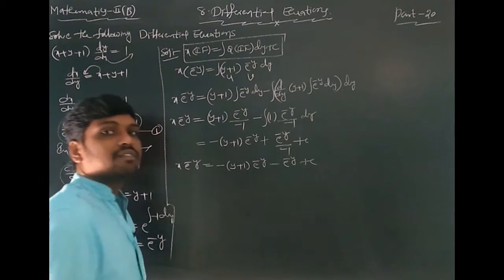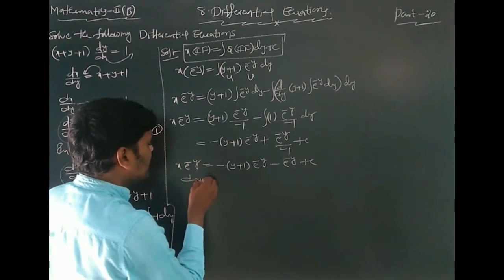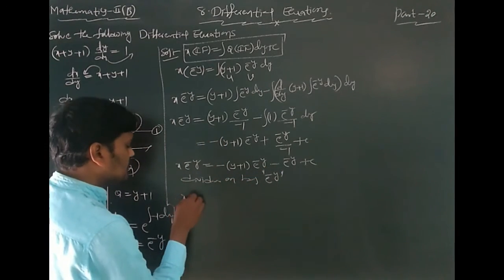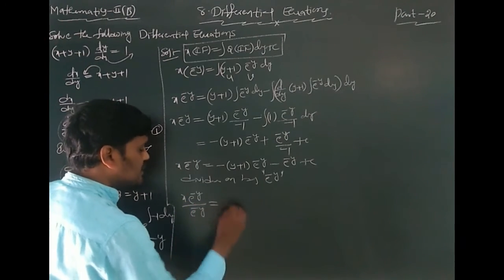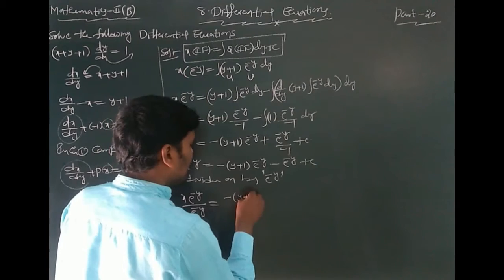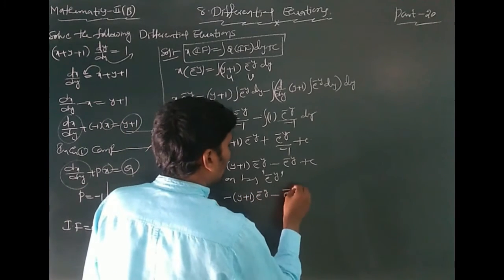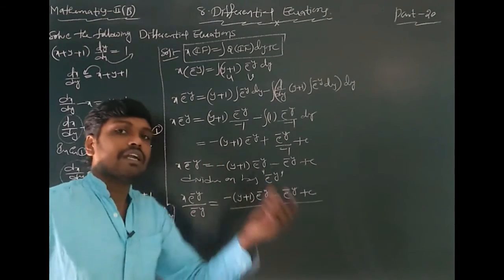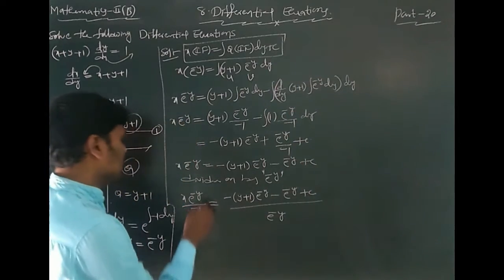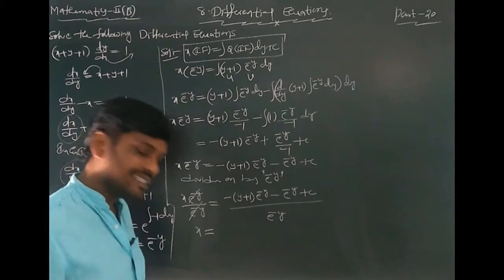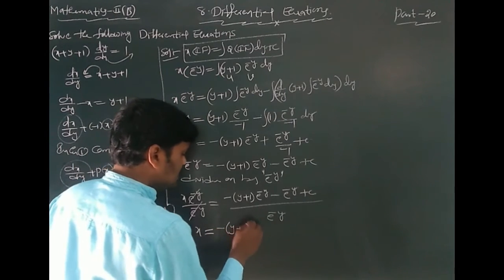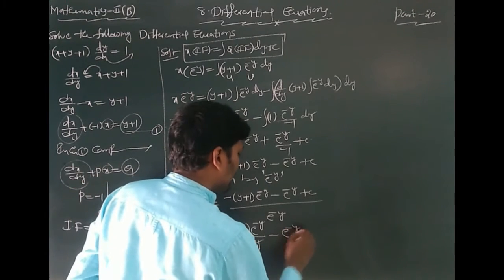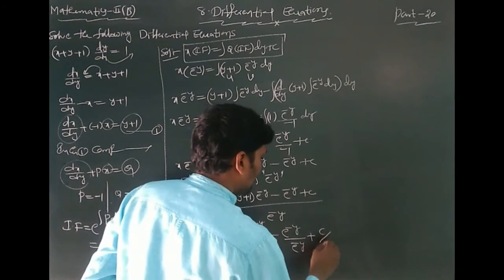Here, dividing the total equation on both sides by e power minus y, you get x into e power minus y by e power minus y is equal to minus of (y plus 1) into e power minus y minus e power minus y plus c, all over e power minus y. These terms we divide on both sides by e power minus y. After that, e power minus y and e power minus y cancel. X is equal to, separated here, minus of (y plus 1) into e power minus y by e power minus y, minus of e power minus y by e power minus y, plus c by e power minus y.